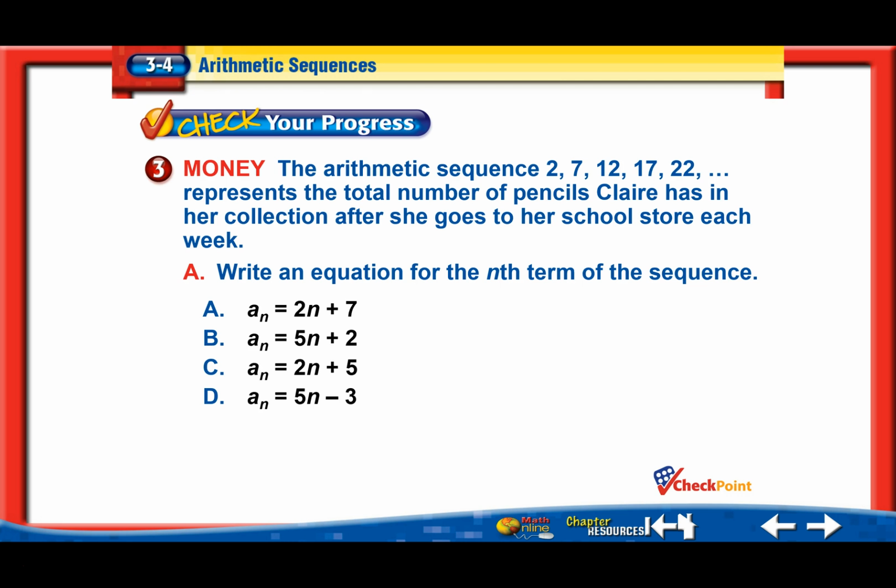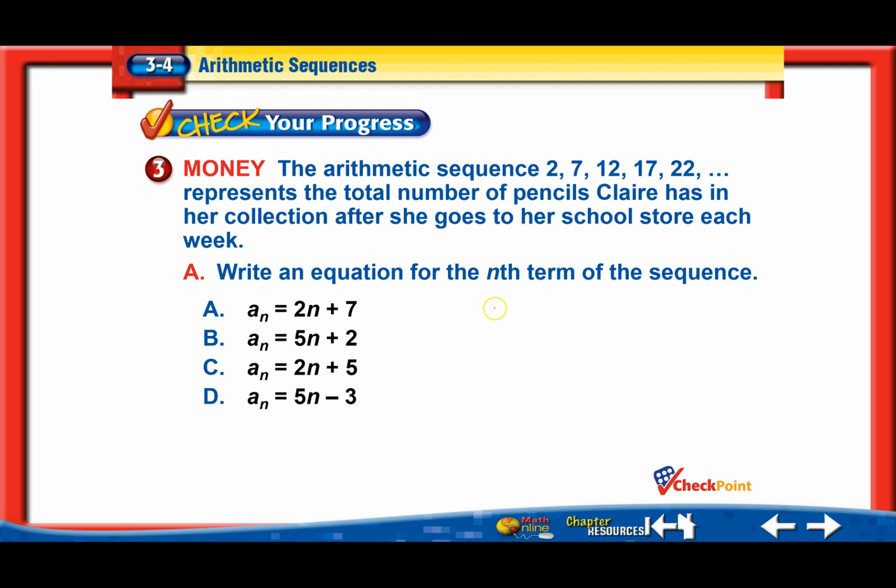All right, the arithmetic sequence 2, 7, 12, 17, 22 represents the total number of pencils she has collected after she goes to her school store each week. Apparently she doesn't lose them like most students do. Write an equation for the nth term in the sequence.